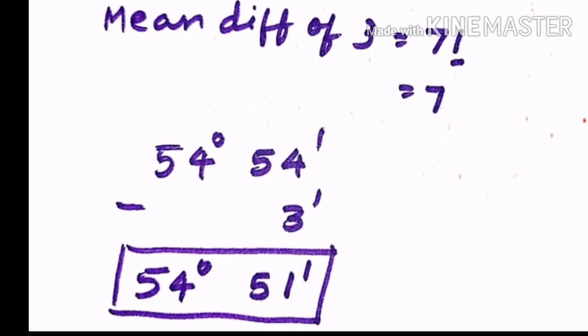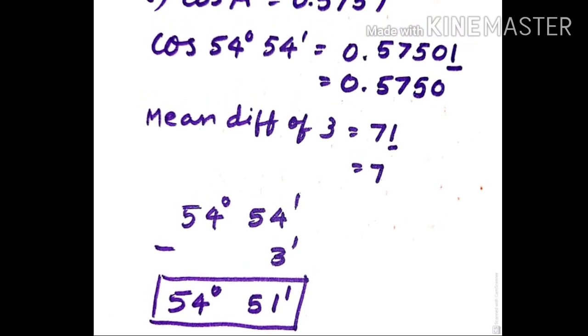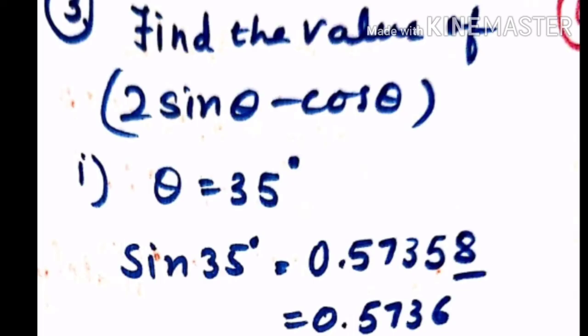So 54 degree and 51 minute is our approximate value of the angle, suitable for the value given in the question. So students, likewise you have to find the nearby approximate value, check the angle, find the perfect angle nearby to that value and write it as your answer. Okay students, the rest of the questions you solve by yourself in the same way as practice.